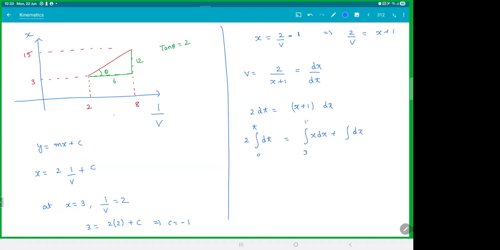X goes from 3 to 15 and 3 to 15, and this is 2t, that is 15 square minus 3 square by 2 plus 15 minus 3, that's 225 minus 9 by 2, that's 216 by 2, that's 108 plus 12, 120. t is equal to 60 seconds, 1 minute. Got this?